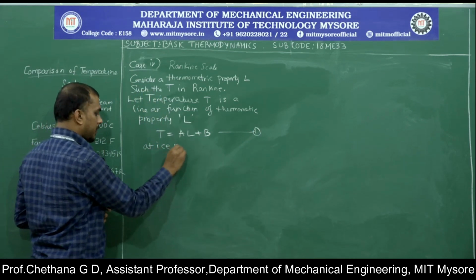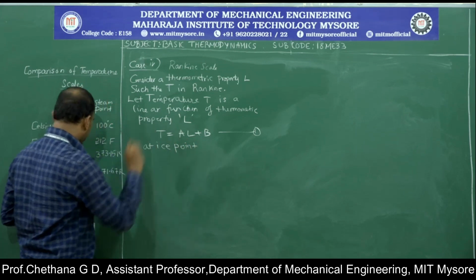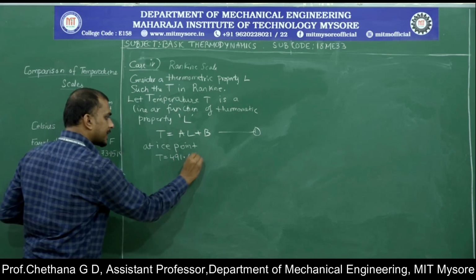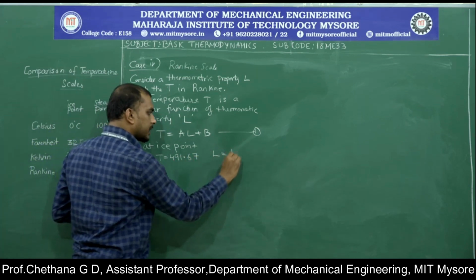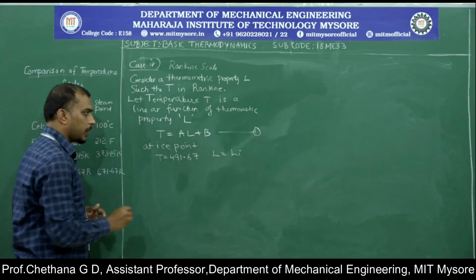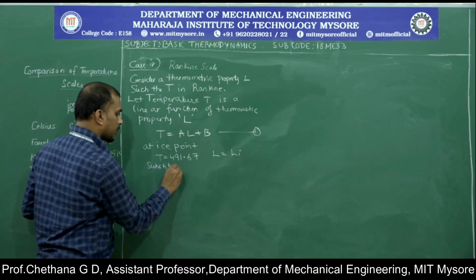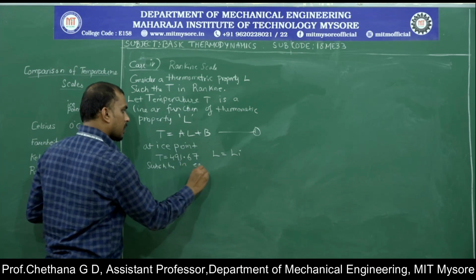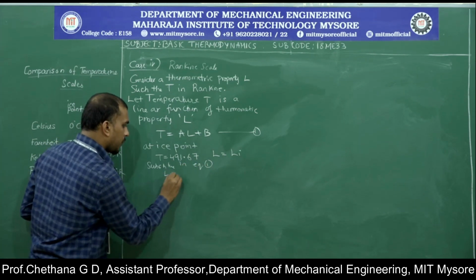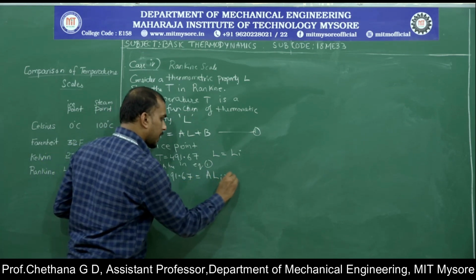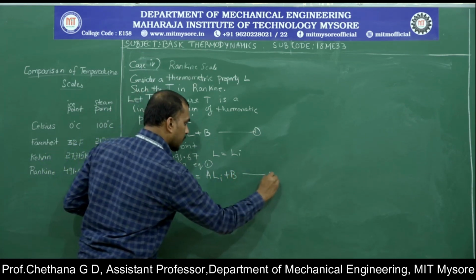At the ice point, the Rankine scale reads 491.67, and let us say L is denoted by Li at the ice point. Substitute this in equation 1: 491.67 is equal to A Li plus B. Call this equation 2.